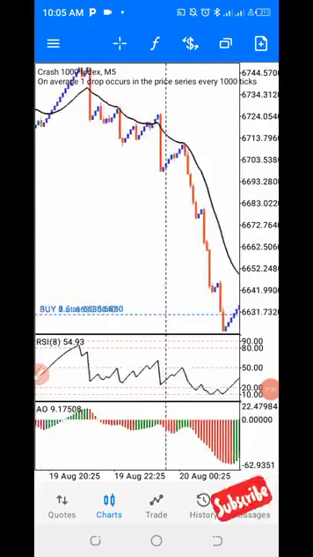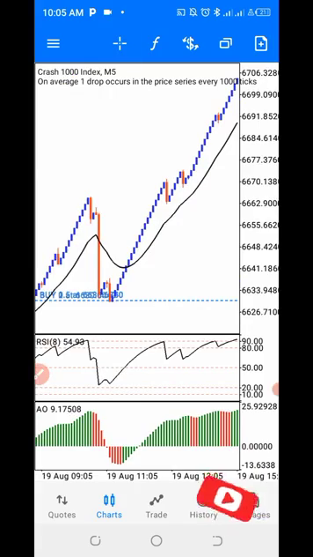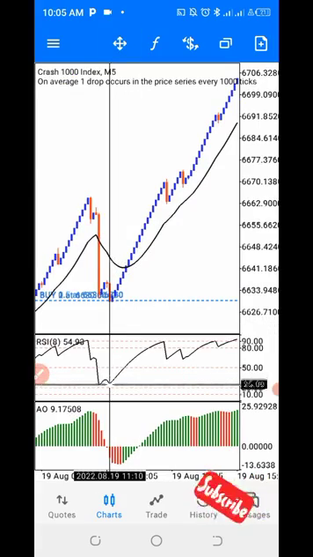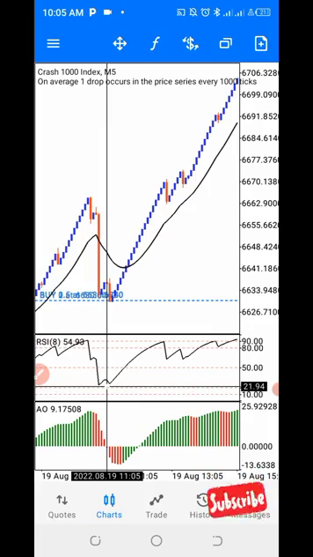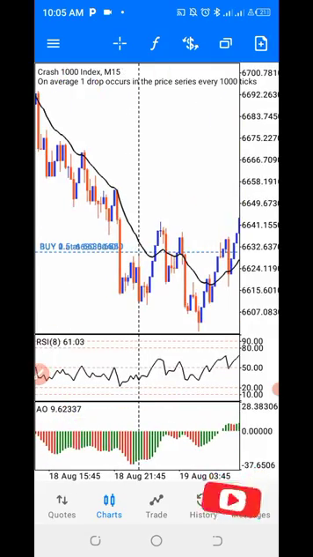It works perfectly, effortlessly. Look and see, this is another confirmation. So guys, just do your back test very well.